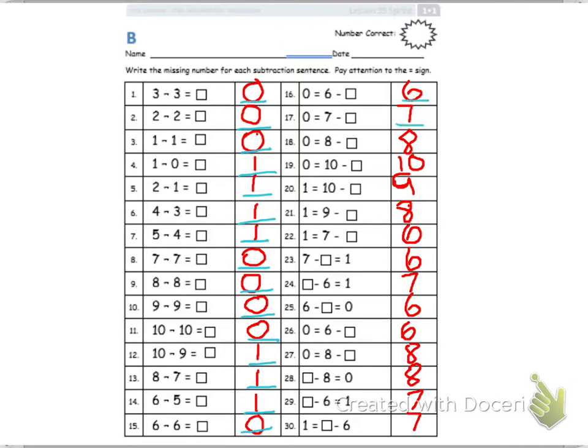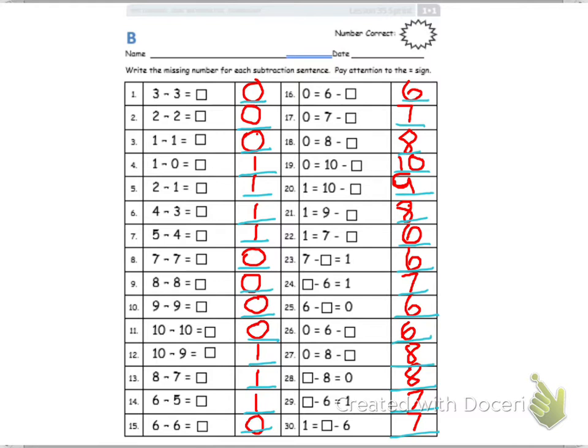17 is 7. 18 is 8. 19 is 10. 20 is 9. 21 is 8. 22 is 6. 23 is 6. 24 is 7. 25 is 6. 26 is 6. 27 is 8. 28 is 8. 29 is 7. And 30 is 7.